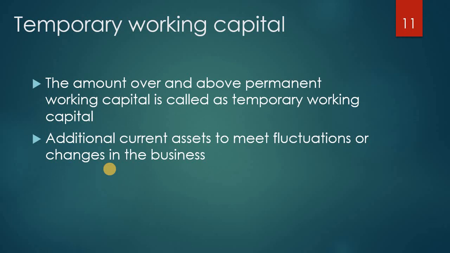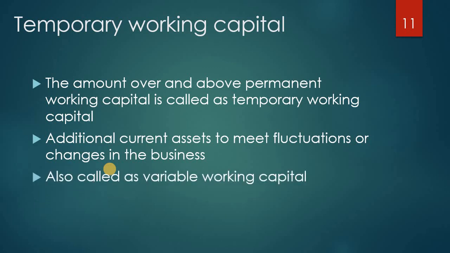It is additional current assets to meet the fluctuations or changes in the business. For example, if suddenly there is an urgency or a problem which has occurred in the organization, or suddenly you get a larger order, to meet that fluctuation or contingency situation, whatever capital you have is known as temporary working capital. It is also called variable working capital because it varies according to the situation, according to the contingencies.